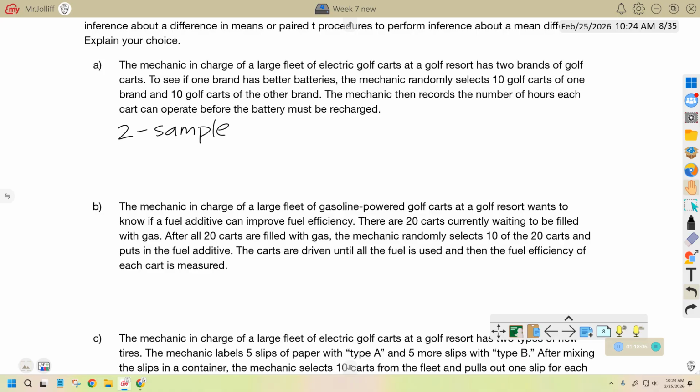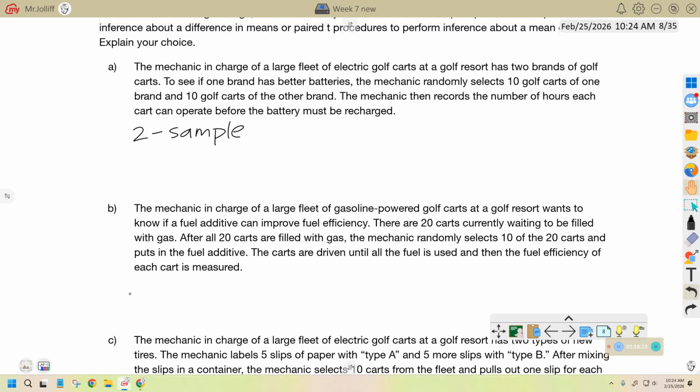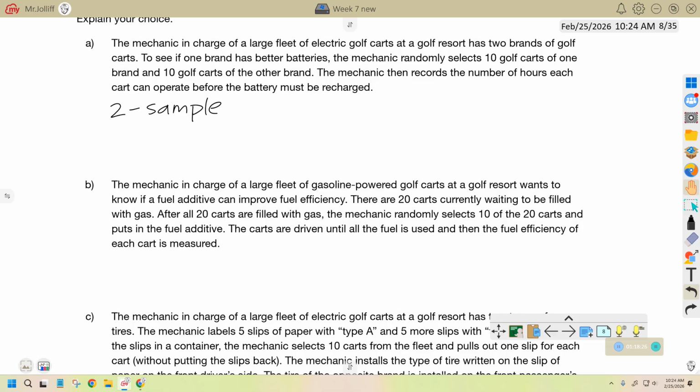My instinct, since I am comparing pure fuel and fuel additive, and then I am measuring the fuel efficiency of each cart, and they didn't at any point mention that I'm interested in a difference, the way they worded this, my instinct would be to run it as a 2 sample. But because this is so ambiguous, you could run this one as either.